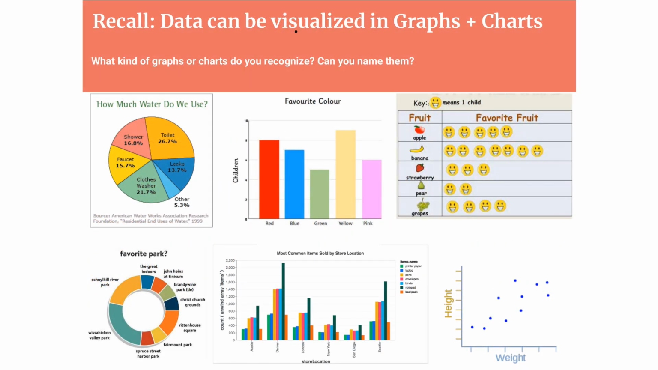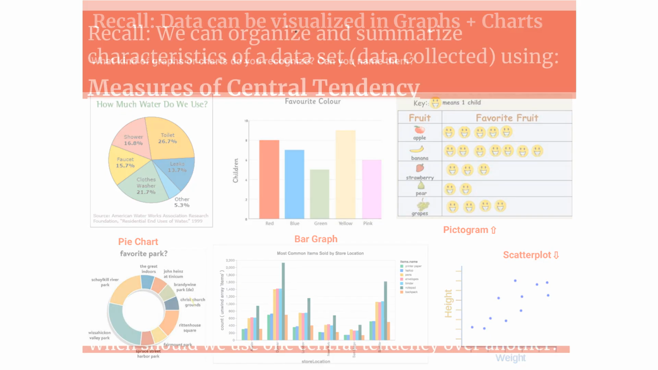Just as a quick recap, let's look at how data can be visualized in various graphs and charts. Starting off with these two, they're kind of familiar in that we refer to those as pie charts or circle graphs. The next two here are variations of bar graphs. And this one, you might remember, is a pictograph. And this last one down here is a scatter plot.